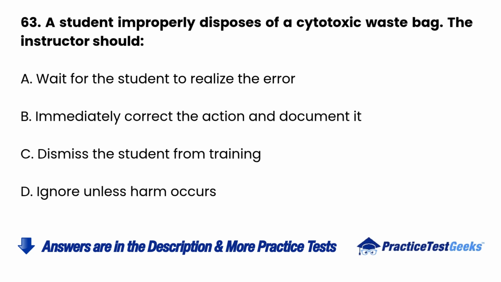63. A student improperly disposes of a cytotoxic waste bag. The instructor should: A. Wait for the student to realize the error. B. Immediately correct the action and document it. C. Dismiss the student from training. D. Ignore unless harm occurs.